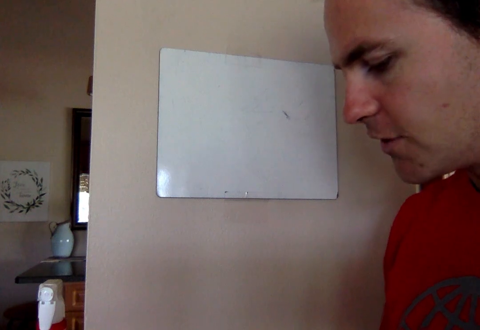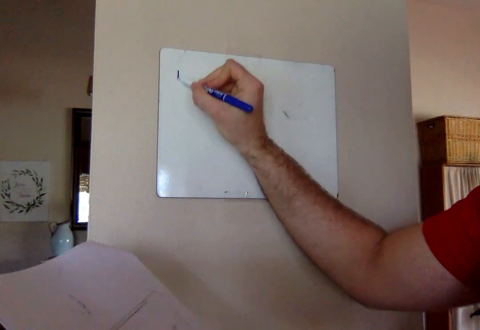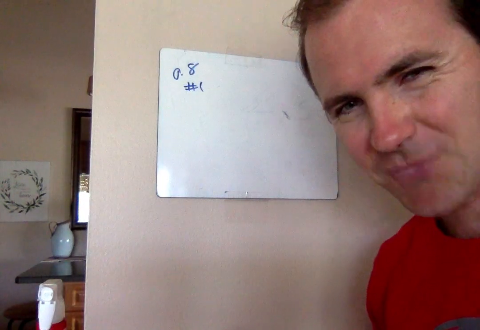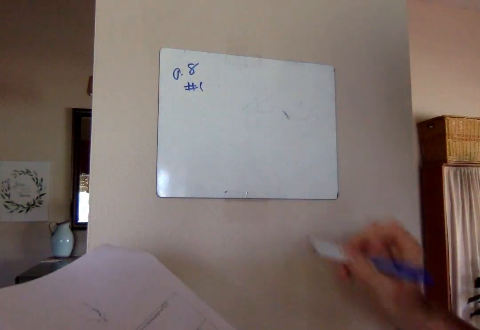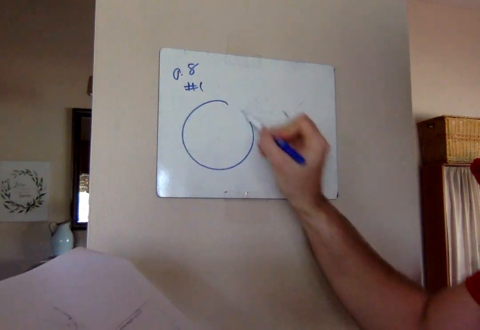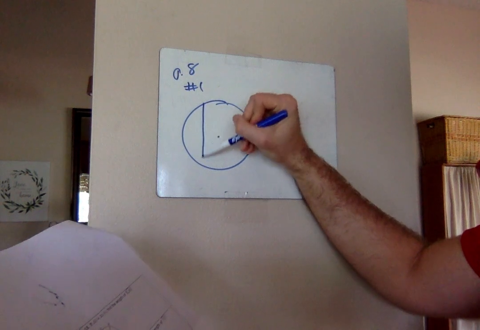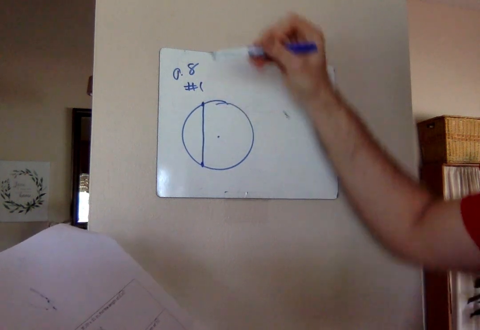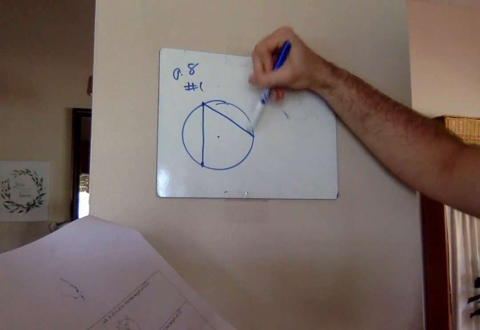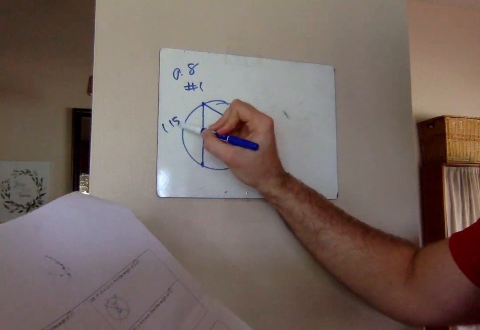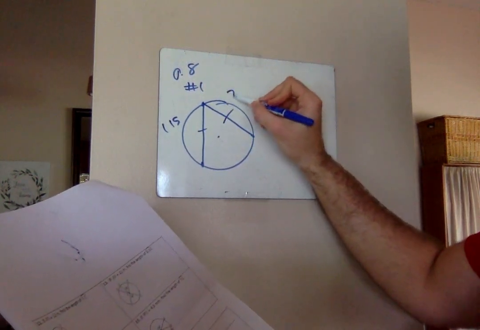The first one we're going to do is quite easy. We're going to take a look at page 8, number 1. Okay, let's take a look. There's the center. There's a chord. There's another chord. And look what they tell us. They tell us that these two chords are congruent, and they tell us that using tick marks.